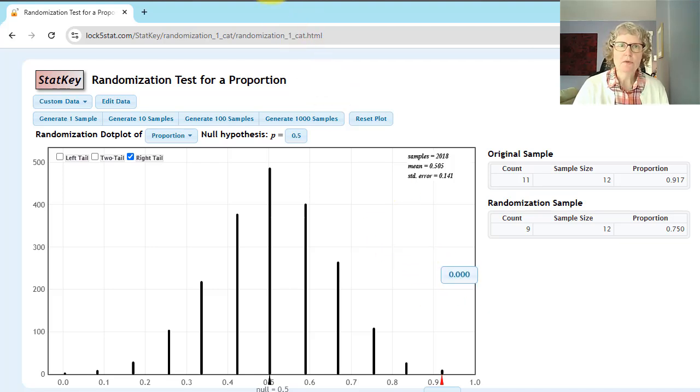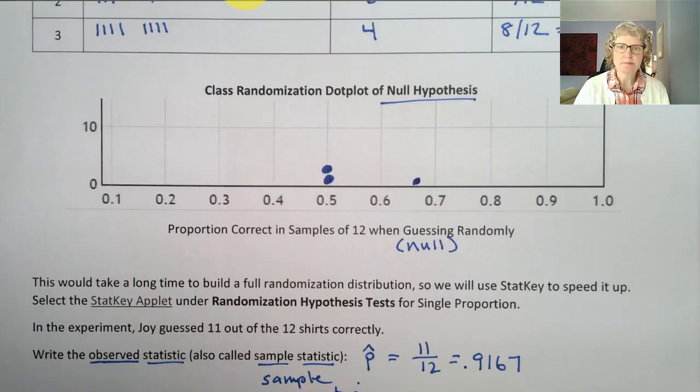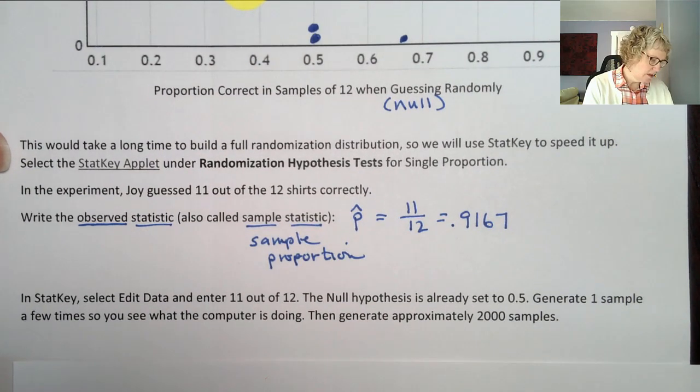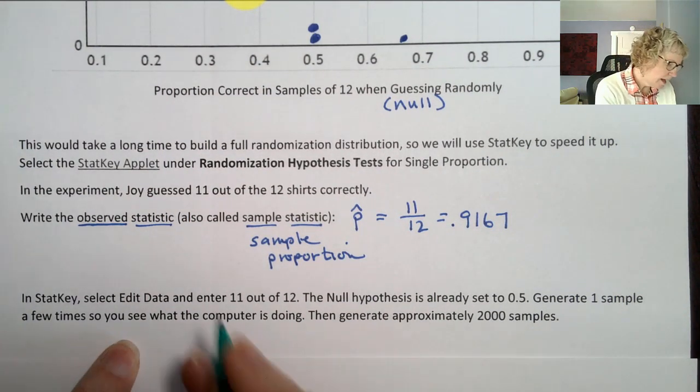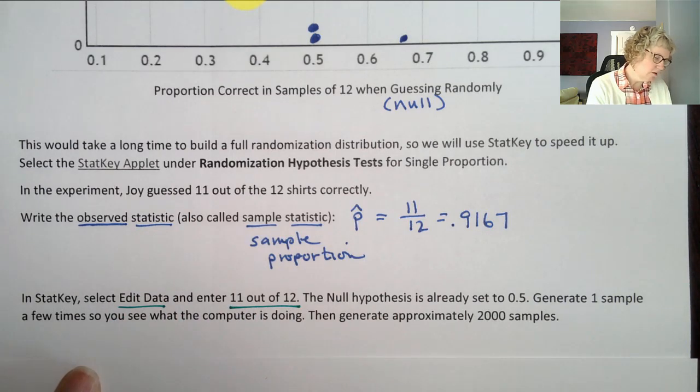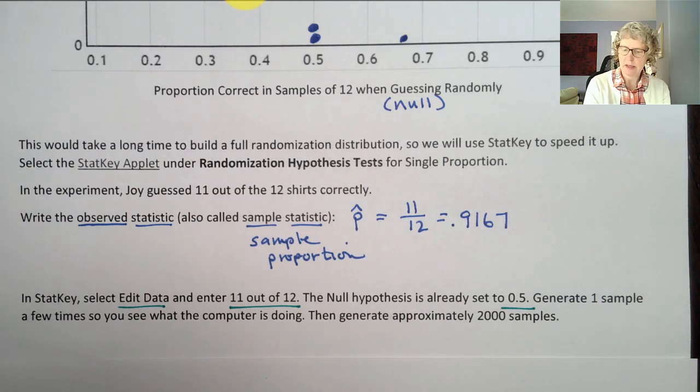Okay, so let's go back to the paper, and you'll also be doing a lot of screenshots. So when you do a simulation for a homework problem or a quiz or anything like that, you'll be doing a screenshot and including that as part of your work. Okay, so back to the notes here. This explains what we just did. So in StatKey, we did edit data and we entered 11 out of 12. And the null default is 0.5, but often you have to change the null. So we generated one sample a bunch of times, then we generated 2,000 samples.